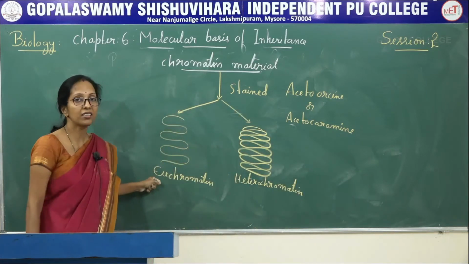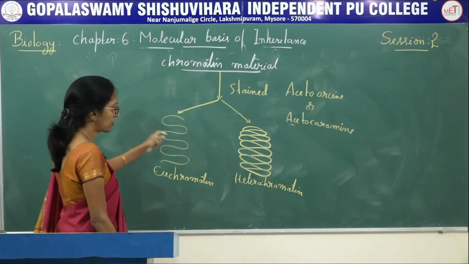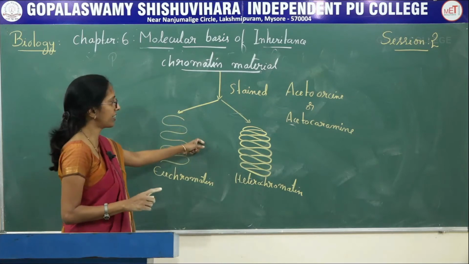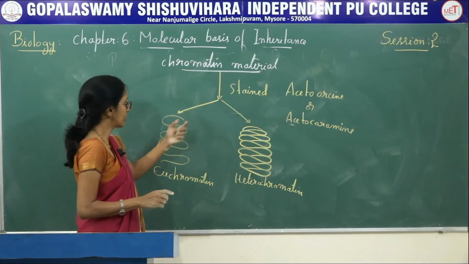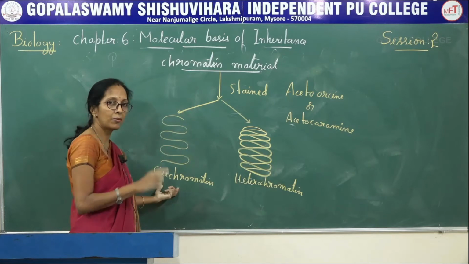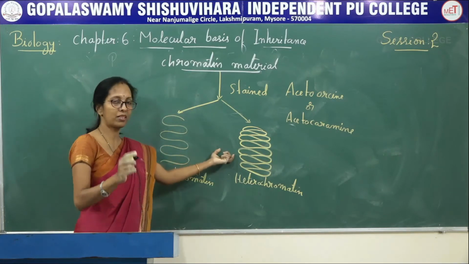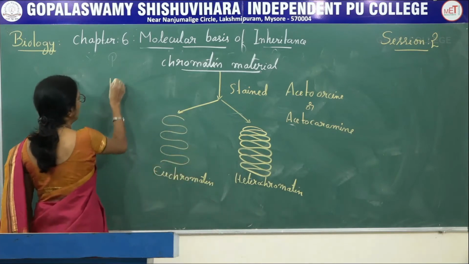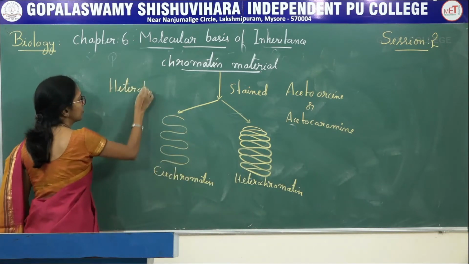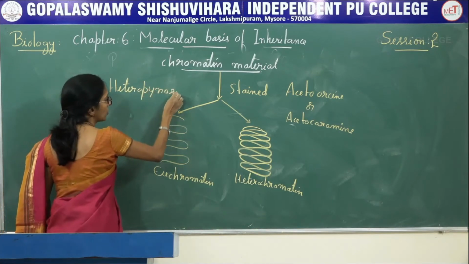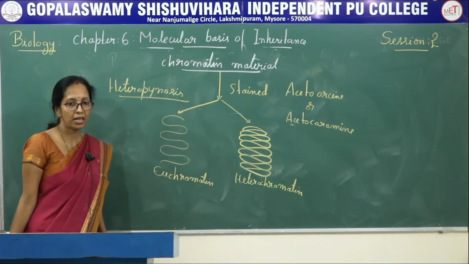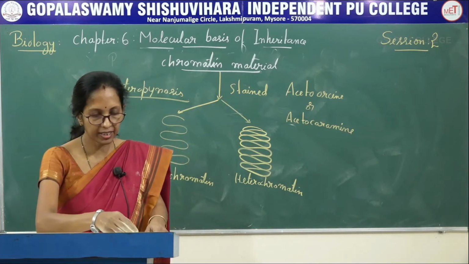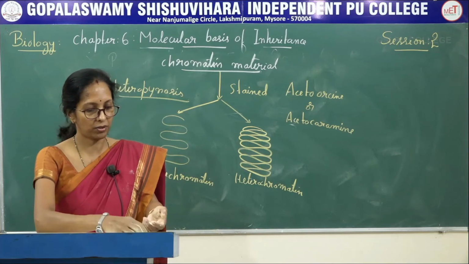Euchromatin is more active, so that it helps in transcription. Heterochromatin is inactive. So in the differential staining technique, when we add this stain, some of the chromatin becomes lightly stained, some of the chromatin becomes darkly stained. The differential staining technique is said to be heteropycnosis. What is meant by heteropycnosis? The difference in the staining is said to be heteropycnosis.